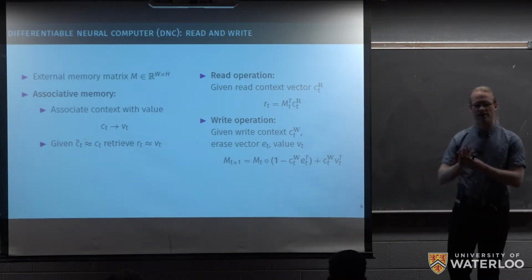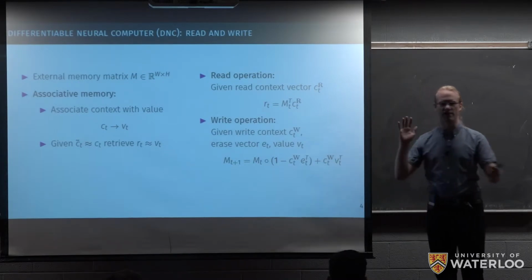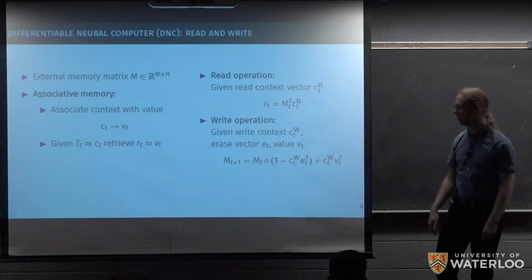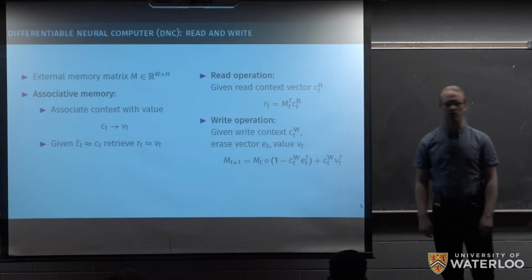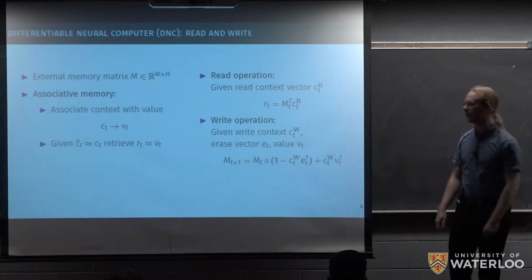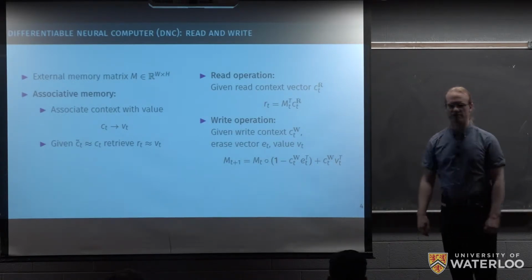And now, as you can imagine, the problem is that as you sum these outer products together, as you stack those together, it's getting harder and harder to actually recall the correct value that you stored in the memory. So this is basically, in a nutshell, where the interference comes from.